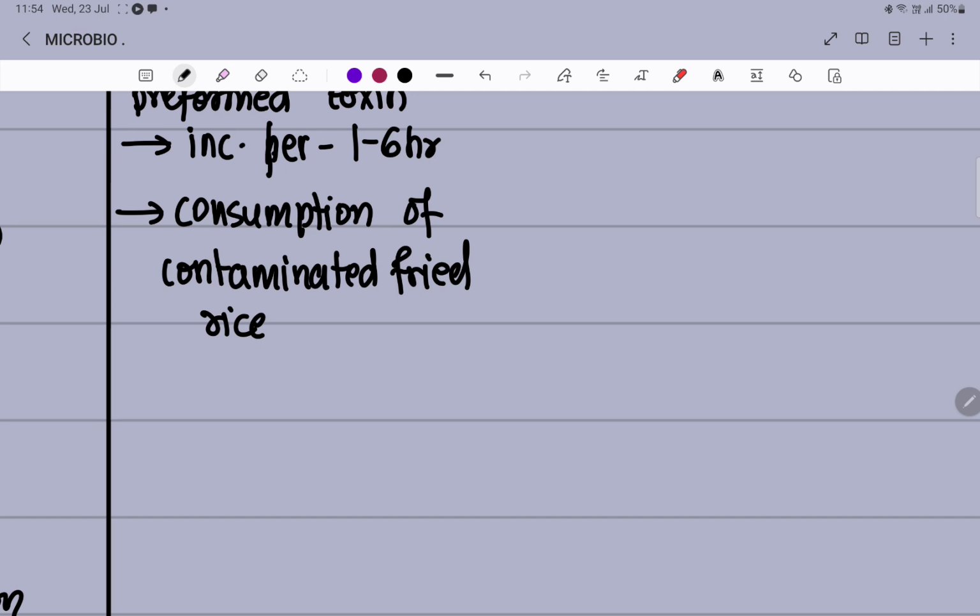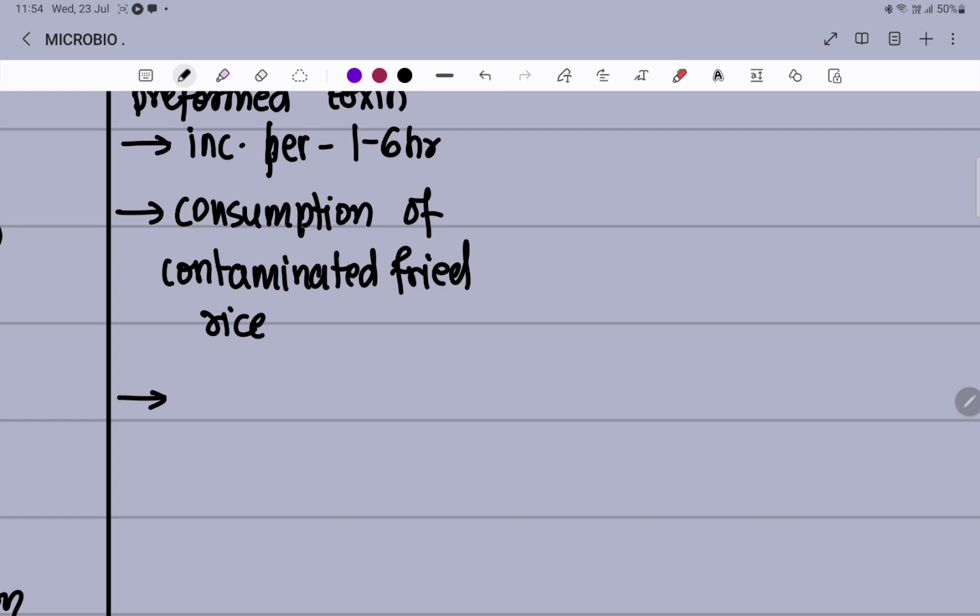The heat resistant spores of B cereus, so it is not resistant to heat. Okay, it is resistant to heat. B cereus, my bad. B cereus spores are resistant to heat. It is not destroyed by heat, and they can survive boiling. Therefore, they are present in the rice. As I said, if cooked rice is not refrigerated, the spores can germinate and produce toxin.